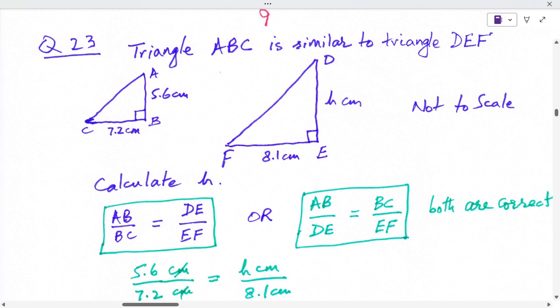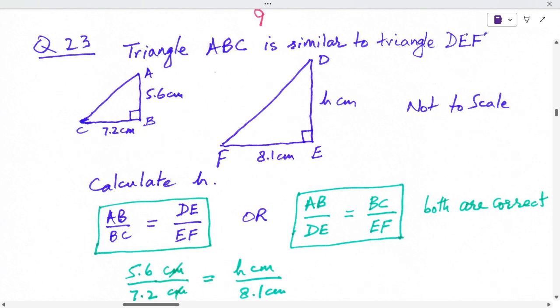Question number 23. Triangle ABC is similar to triangle DEF. When similar triangles are considered, their corresponding sides are taken into account. For example, in triangle ABC and in triangle DEF, AB corresponds to side DE and BC corresponds to side EF.